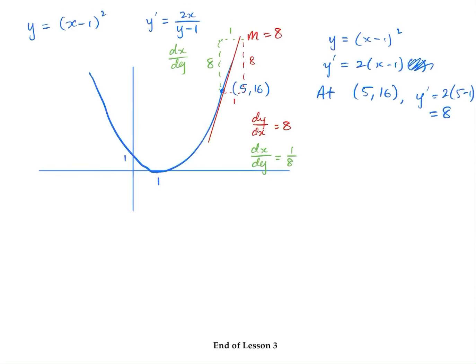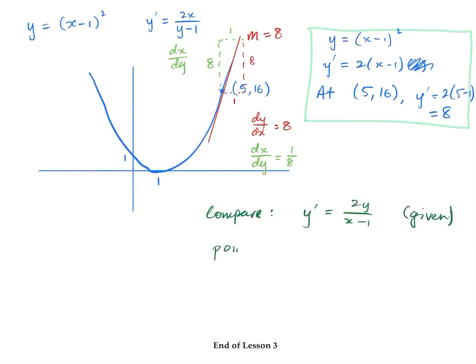Now, that's not the main thing I wanted to show you. But psychologically, to answer this question of what's this gradient, and we're using year 11 calculus here, we're only thinking in terms of x, aren't we? But in the language of differential equations, here's the alternative. So compare y dash equals 2y over x minus 1, given. And the point that we're interested in is 5,16, given. So y dash is defined in terms of x and y, and I have x and y, 2 lots of 16 over 5 minus 1, which is 32 over 4, which is 8. There you go.